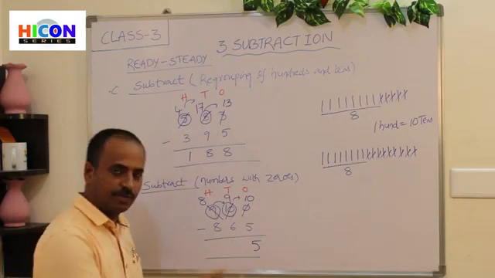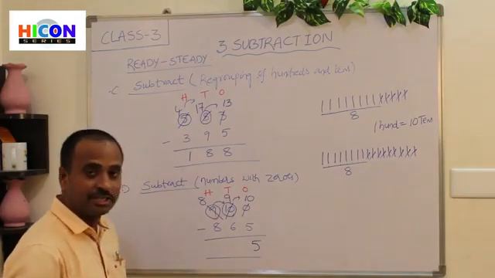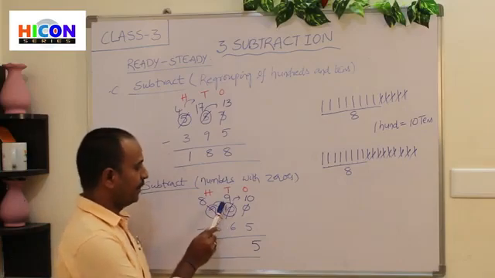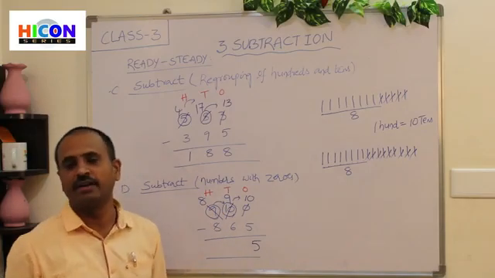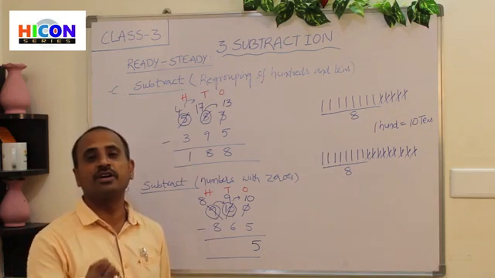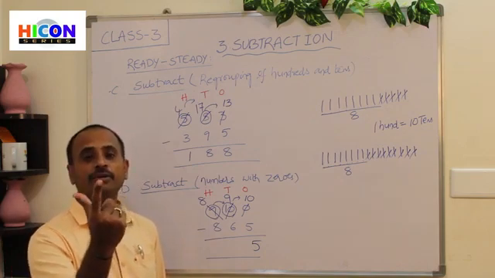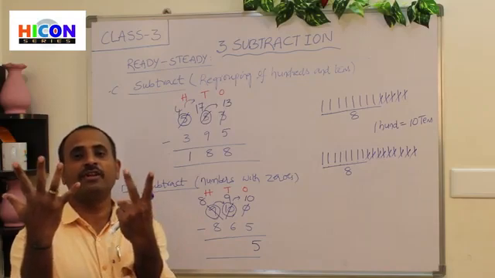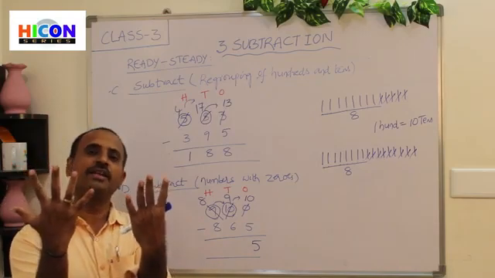So next go to tens place. What are the digits present under tens place? 9 and 6. So open 9 fingers of your hand. 1, 2, 3, 4, 5, 6, 7, 8, 9. These are the 9 fingers.